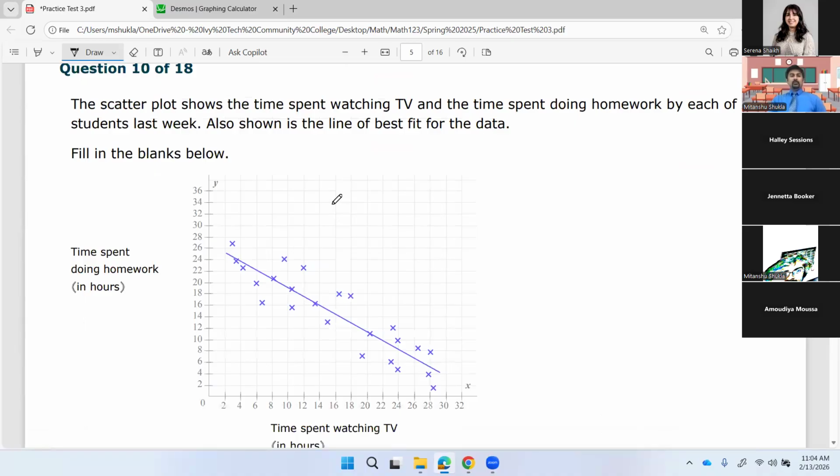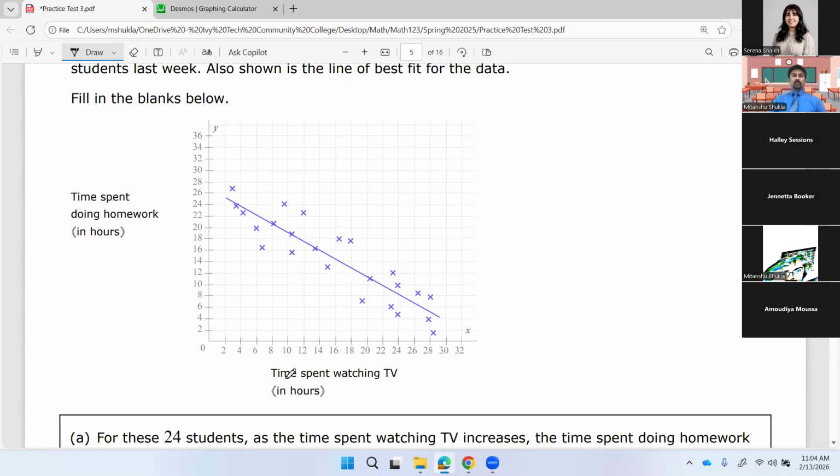So here's the scatter plot, okay? And basically, we are showing the time spent watching TV and the time spent doing homework. So TV time is the x-axis and doing homework is the y-axis. We can see that the more time that's being spent watching TV, the less time that's being spent doing homework. That sounds pretty reasonable to me.